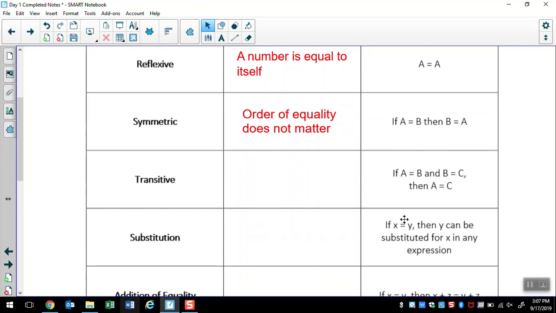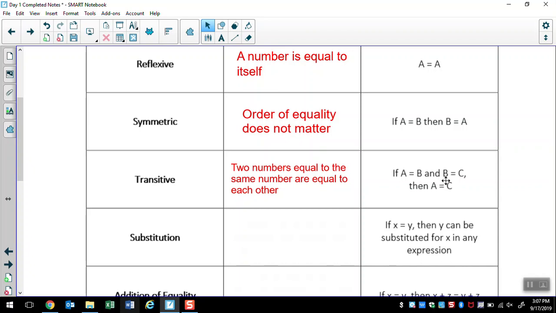Transitive property. I always kind of like to think of this as a train. Transitive train. So the transitive property states that two numbers equal to the same number are also equal to each other. So if I have A equals B and B equals C, then A equals C. So this is kind of like my train cars. So A is my engine, C is my caboose, B is just all the cars in between.